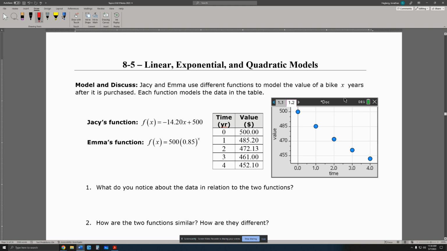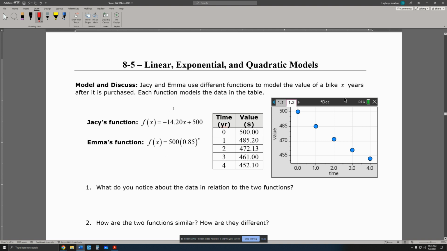So let's take a look at the table of values here and see if we can make sense of what's happening. At year zero, or at time zero, the value of the bike is $500. After 1 year has passed, the value of the bike is $485. After 2 years, it's $472, and so on. Here's a graph of the value of the bike as it relates to the time in years. So we can see in the scatter plot that it decreases over time.